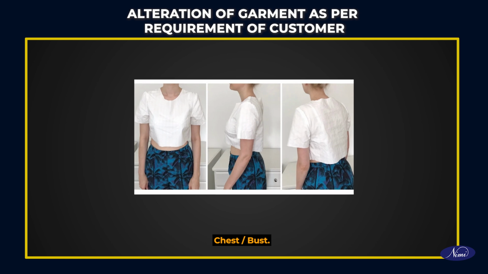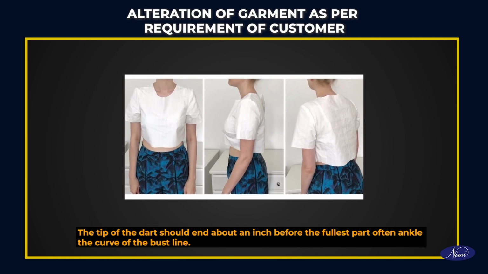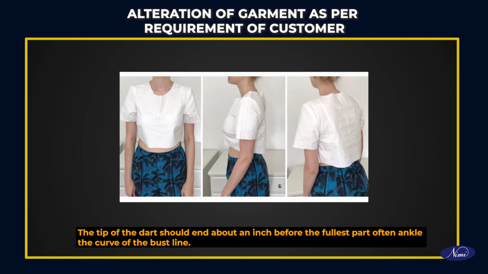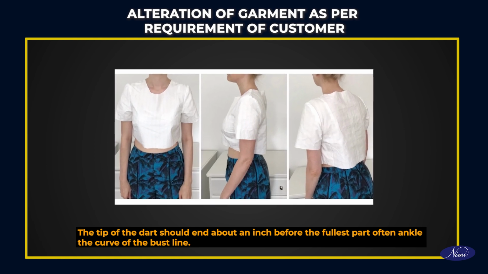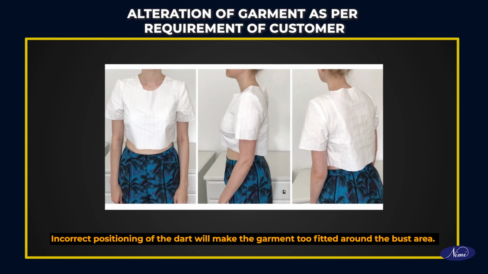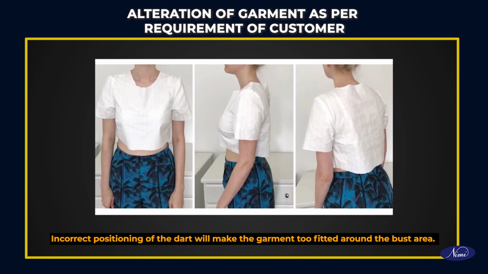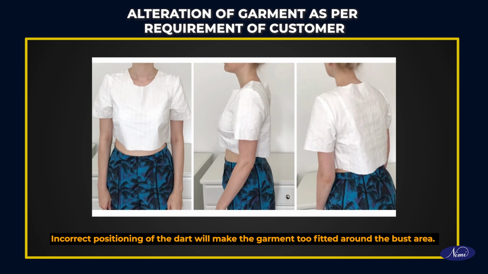Chest or bust: the tip of the dart should end an inch before the fullest part, along the curve of the bust line. Incorrect positioning of the dart will make the garment too fitted around the bust area.